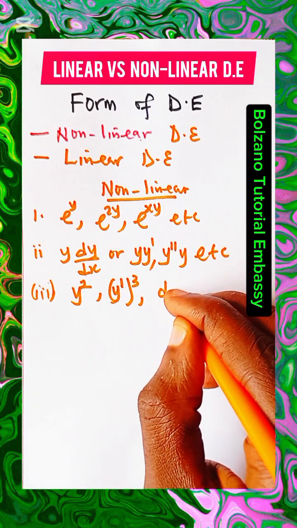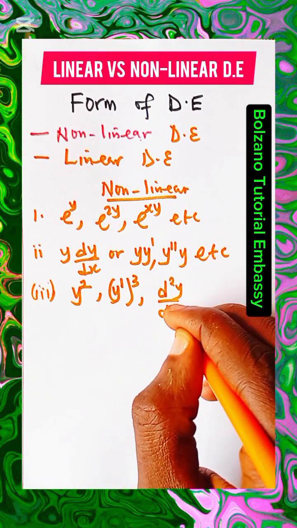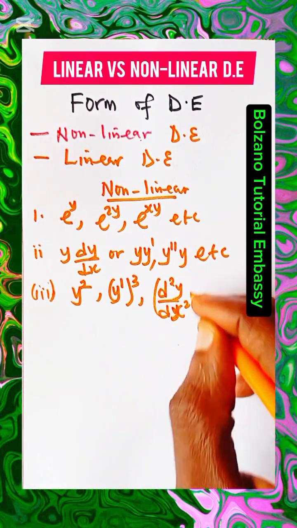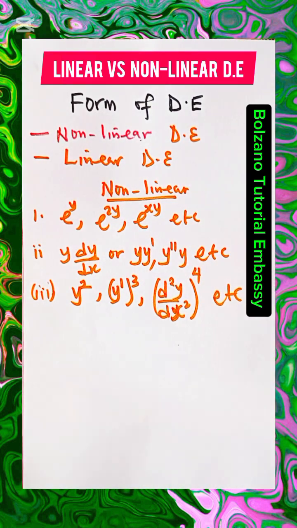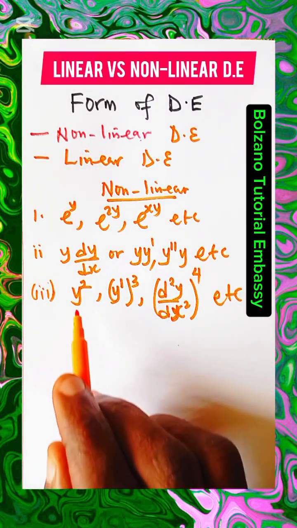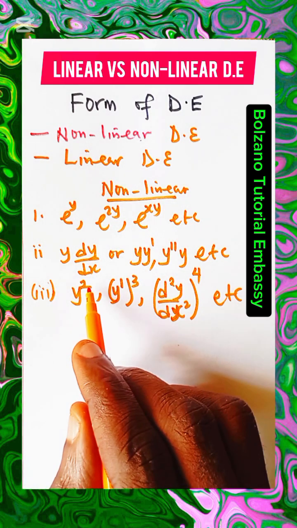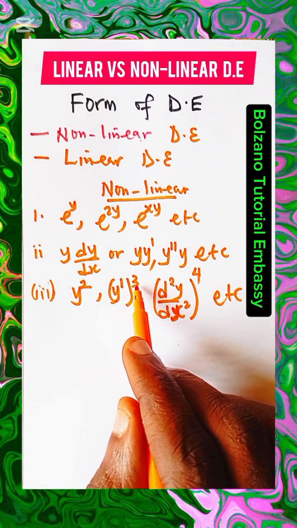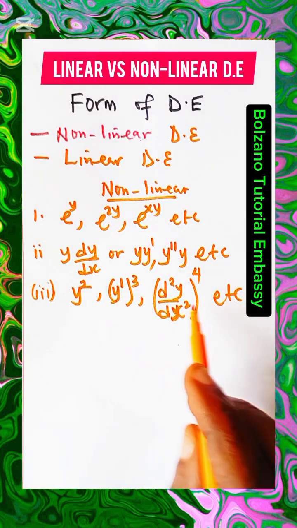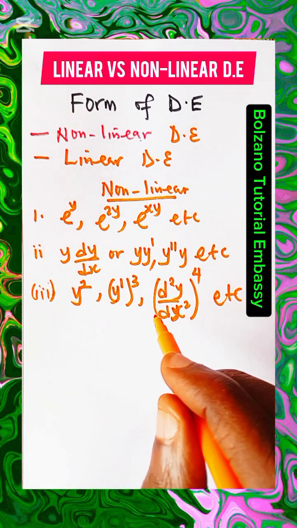Also, if the second derivative of y with respect to x is carrying a power other than 1, let's say power 4, then that differential equation is non-linear. So here we have the dependent variable y to a power greater than 1, or any of the derivatives of y carrying a power above 1. Wherever they are contained, we say the equation is non-linear.